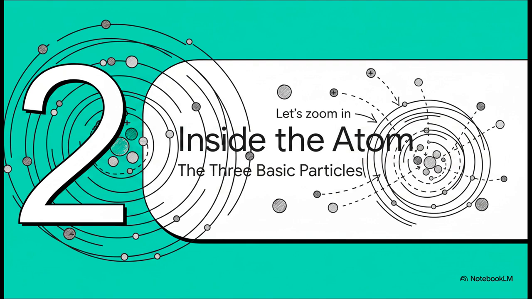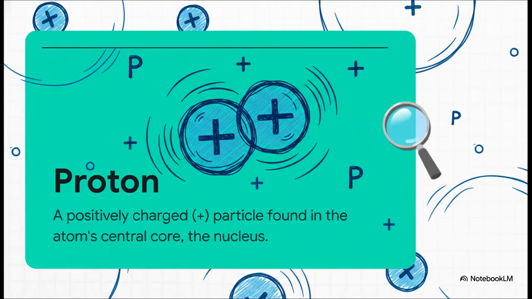For your CSEC exam, you really need to get to know the three basic subatomic particles that make up pretty much every atom. All right, first up, the proton. A really easy way to remember this one is P for proton and P for positive. These guys are kind of the heavyweights, and they all hang out together right in the center of the atom, in a dense little core we call the nucleus.